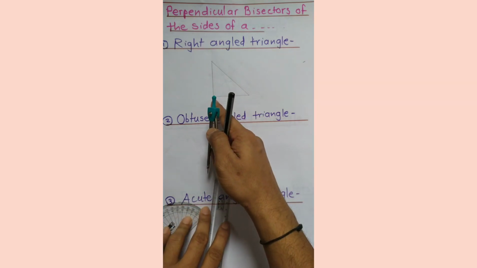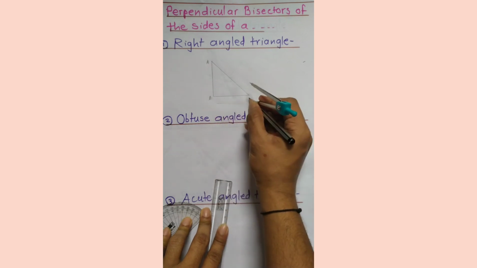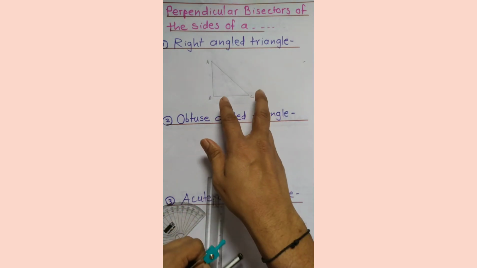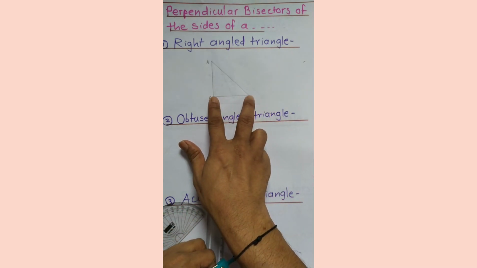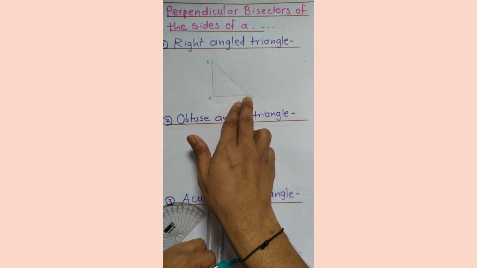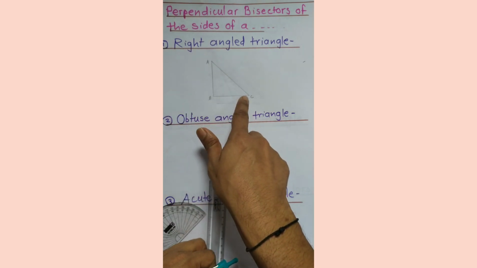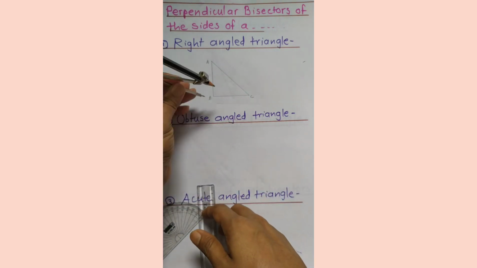Okay, now the name of this triangle is ABC. Now we have to draw the perpendicular bisector of each side of this triangle. That means we have to draw perpendicular bisector of BC, perpendicular bisector of AB and perpendicular bisector of AC. Let's see how to draw.